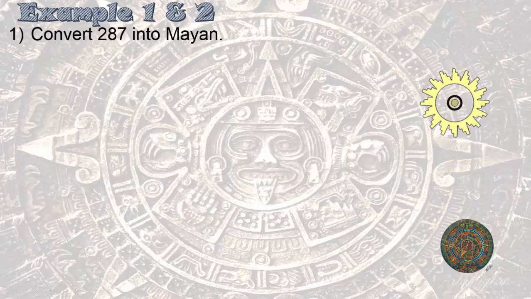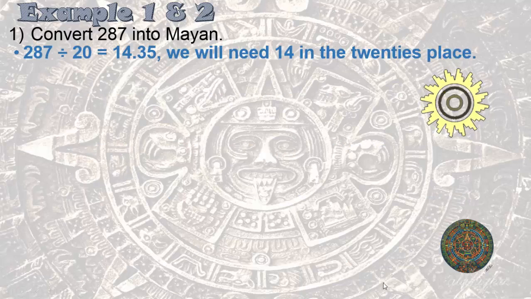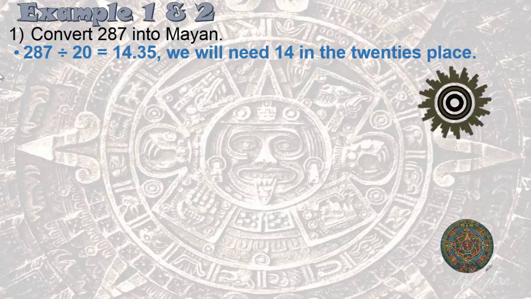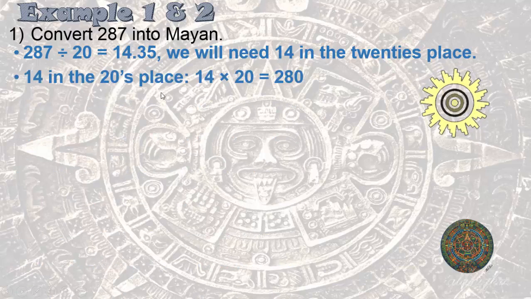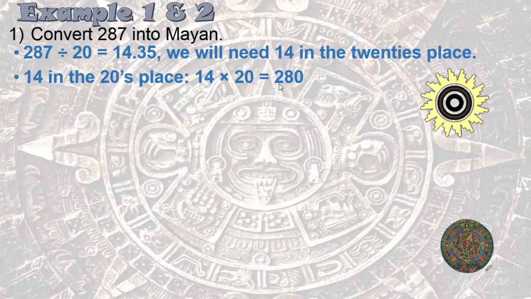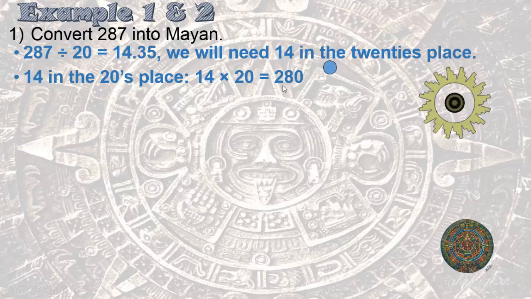In example 1, we're asked to convert 287 into Mayan. Well, 287 divided by 20, if we use our calculator, we find that it's 14.35. But 0.35 is not the remainder, so we will use 14 in the 20s place. That will give us 280. 14 times 20 is 280.